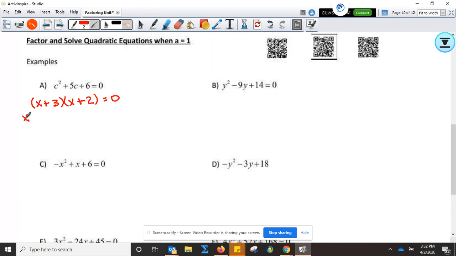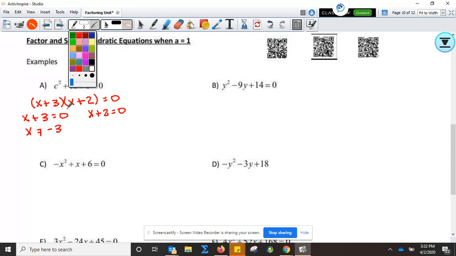So I'm going to do x plus 3 equals 0, x plus 2 equals 0. Okay, subtract 3 and I get x equals negative 3. Subtract 2 and I get x equals negative 2. So your solution would be negative 3, comma negative 2.